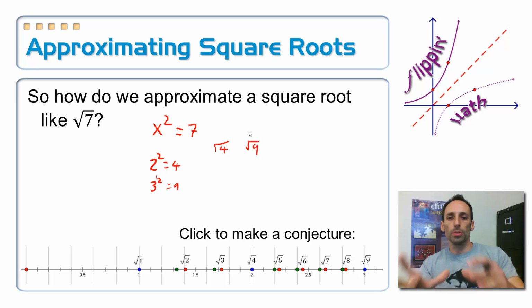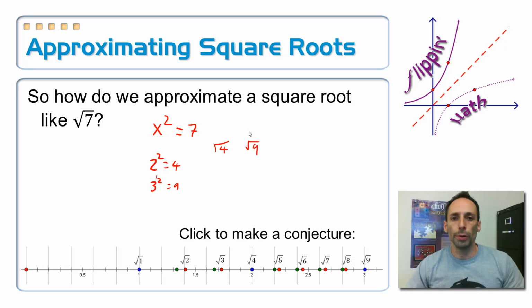On Geometry Sketchpad, I have this mapped out. Let's see if we can make a conjecture. Remember from geometry, a conjecture is when you see a pattern, look at a whole bunch of cases, and then draw some sort of general conclusion about it.